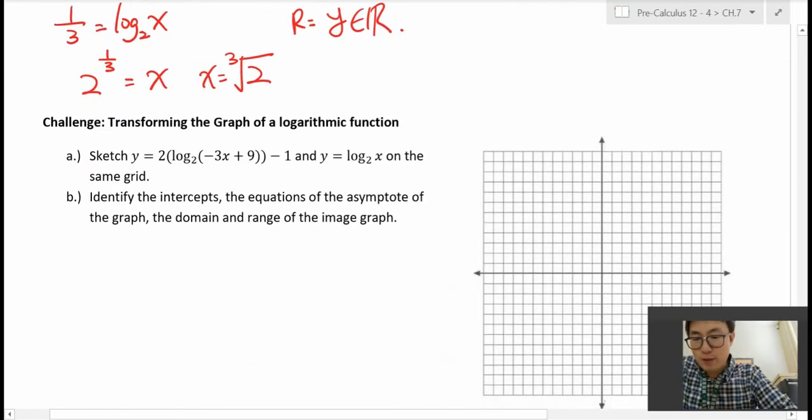Here's the last one. Good luck. It's like there's a lot of transformation. You got all A, B, C, D values here. You're just going to combine all of them together. I know you can do it, so give it a try. Good luck.